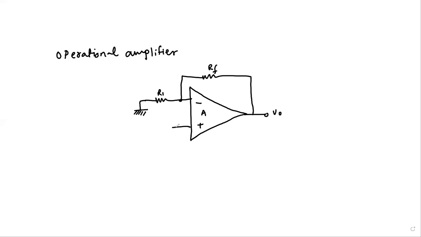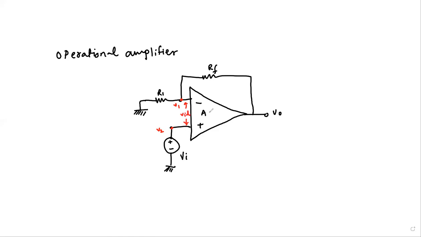And to the positive input terminal of the operational amplifier, we connected the voltage source named as VI, and we know that this node terminal was called as V2, this node terminal was called as V1, and the difference between these two is termed as VID.